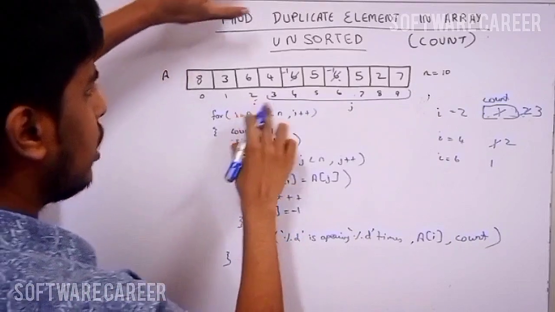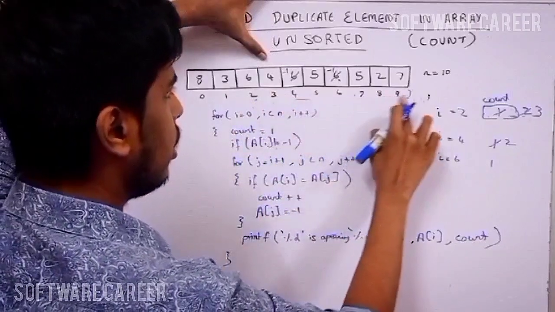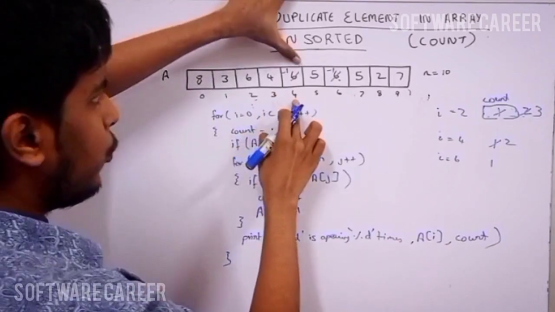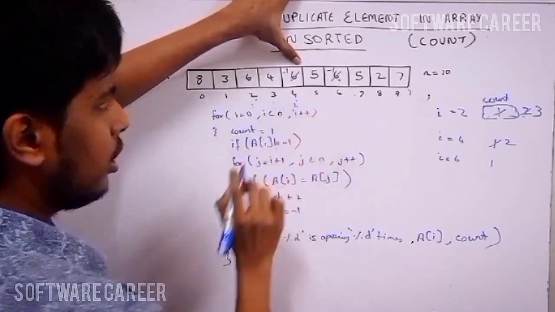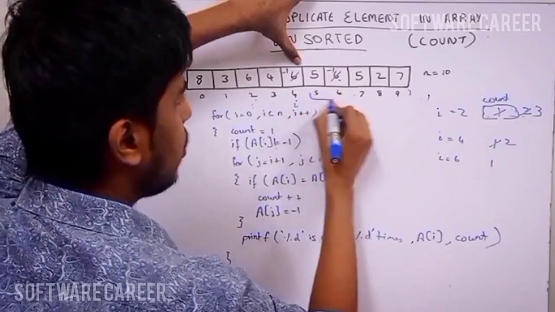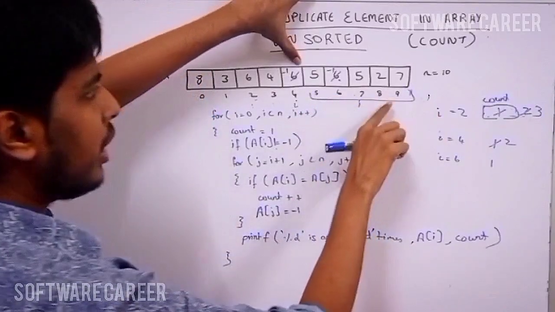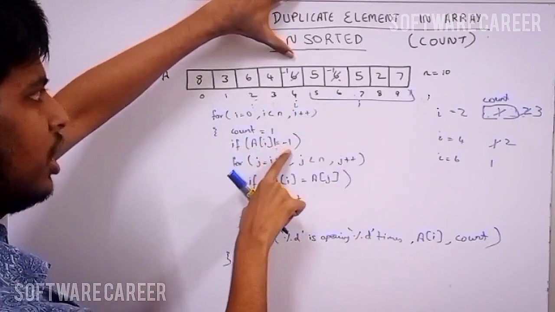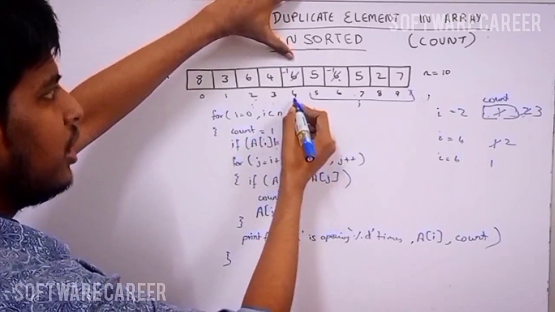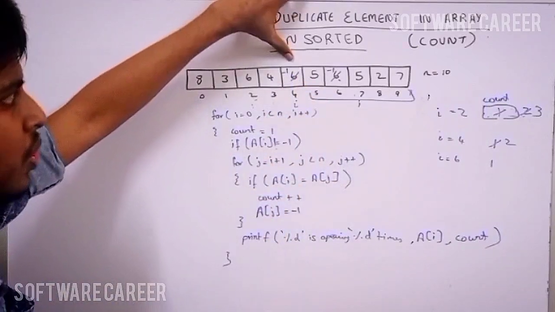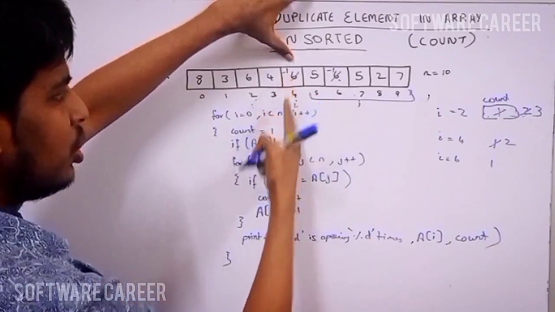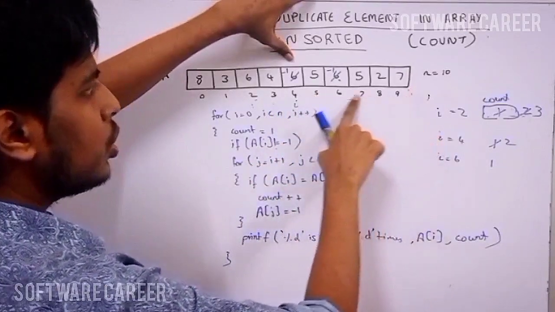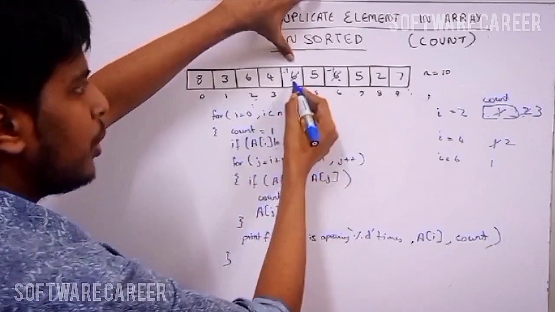Now the i value increases. Suppose the i value was at 2 before. Now 3 comes, then 4 comes. i is here now, suppose. Now j will be from 5 to 9. Now it checks whether a[i] is not equal to -1, but a[i] equals -1, as we have updated this value. Since this is equal to -1, it does not create a j loop. So we no need to find the duplicate for this 6.